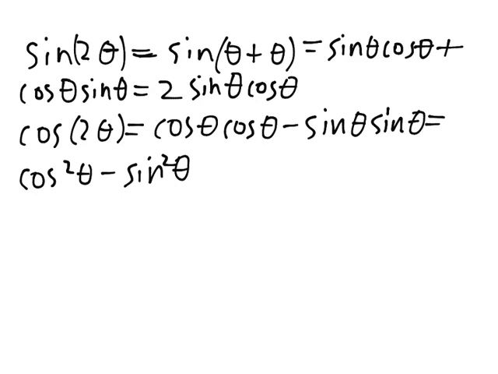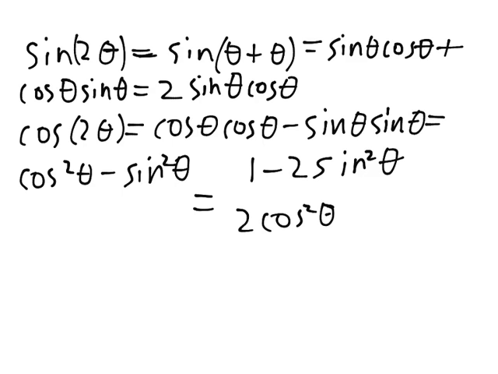Now there are two ways we can simplify this even further. If we replace the cosine squared theta by 1 minus sine squared theta, then we'll get 1 minus 2 sine squared theta. And if we replace the sine squared theta by 1 minus cosine squared theta, then this will give us 2 cosine squared theta minus 1. So now we have several different forms of the cosine double angle formula.